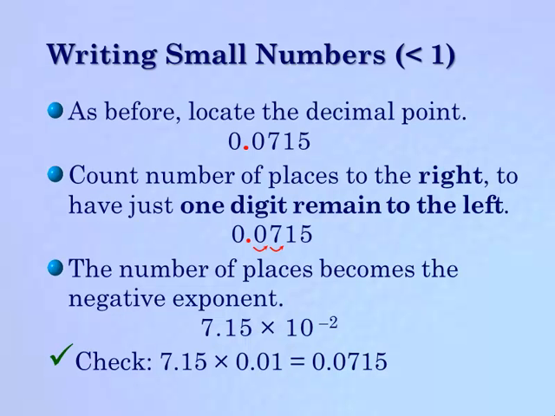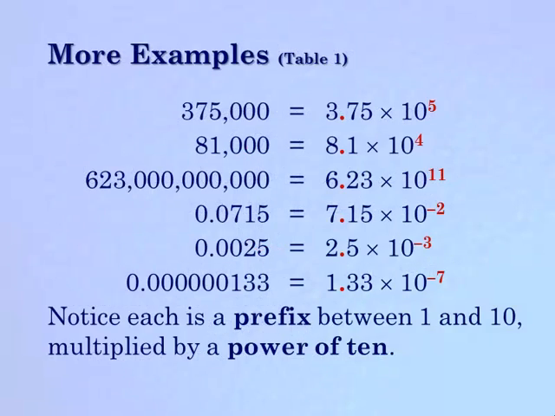As before, we should always check our work. 7.15 times 10 to the minus 2, which is the same as 0.01, yields 0.0715, our original value. So now we're confident that we've done our work correctly. Here are some more examples of some very large and small numbers that we can write in scientific notation. Notice that each one is a prefix between 1 and 10, multiplied by a power of 10.